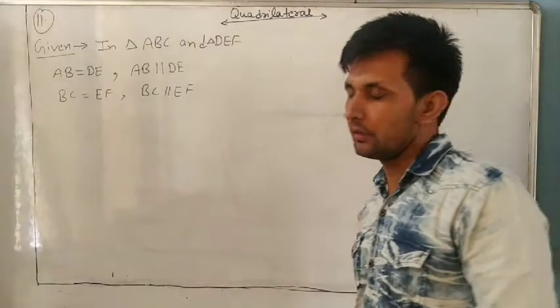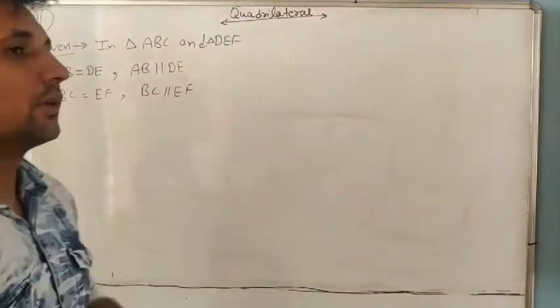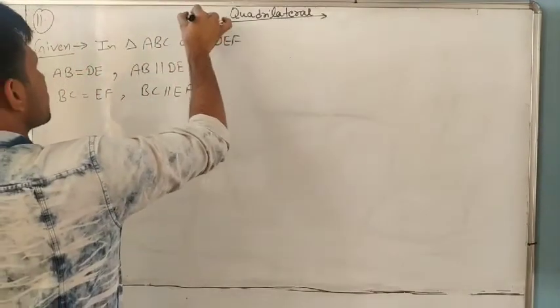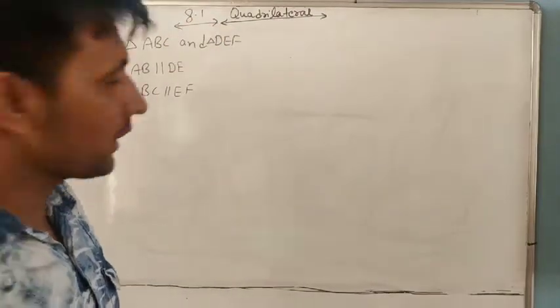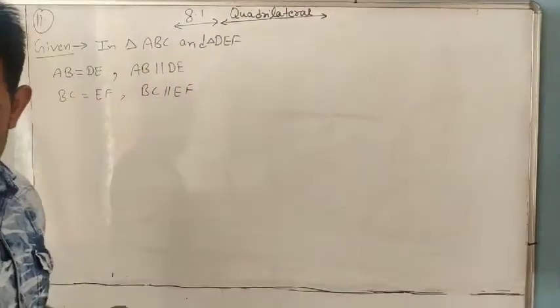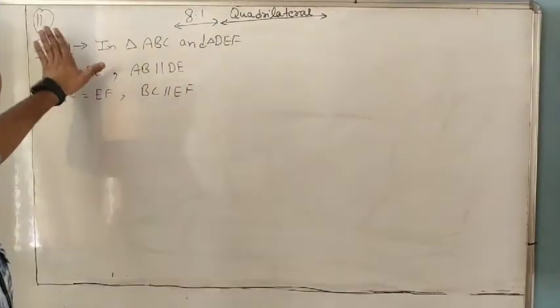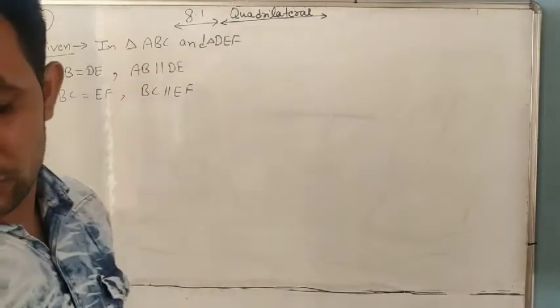Hello, good morning everyone. Today we will start the 11th question of exercise 8.1 on quadrilaterals. We already finished all 10 questions of 8.1. So now, in the 11th question, what is given in the question?